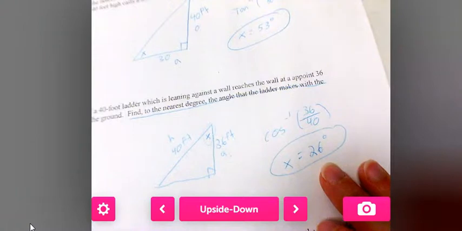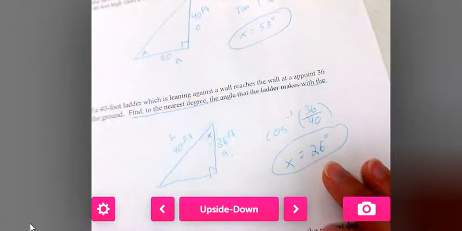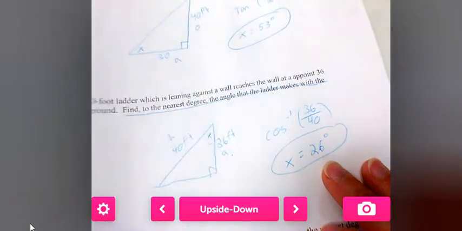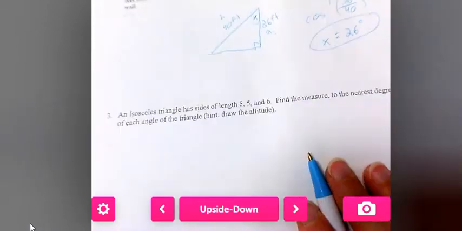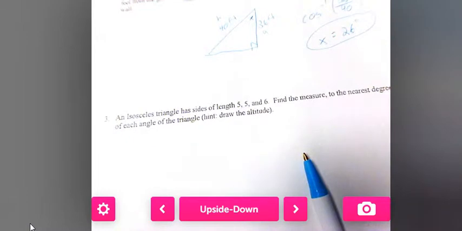Okay? So I feel like that was a little confusing because we moved that x from the bottom to the top and we had to figure out what adjacent and hypotenuse and opposite were. Okay, let's look at 3. An isosceles triangle has side lengths of 5, 5, and 6. Find the measure to the nearest degree of each angle of the triangle.